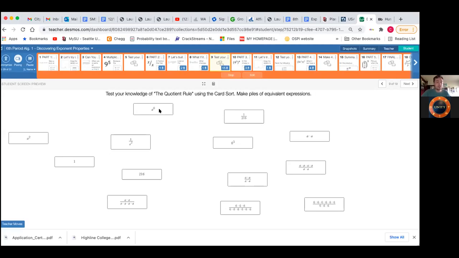Because it'd be the same thing as doing a to the fifth divided by a to the fifth, or a to the 10th divided by a to the 10th, a squared divided by a squared. You would subtract the exponents, you end up with a to the zero, but we know anything to the zero power equals one. And so this, you would match up zero and one. And then a lot of these other ones, you're going to have to cancel out and see what's left.